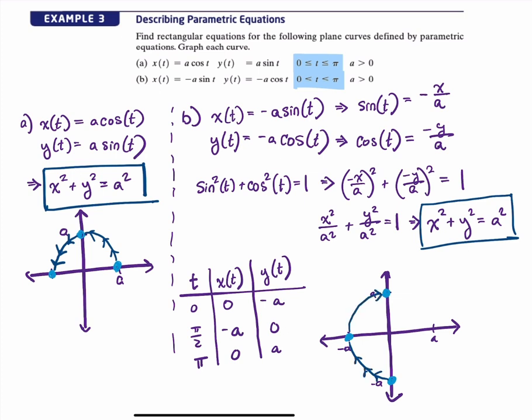Let's add an indication of our direction. So even though we end up with the same rectangular equation, what it traces out can be different depending on how our parametric equations were defined.